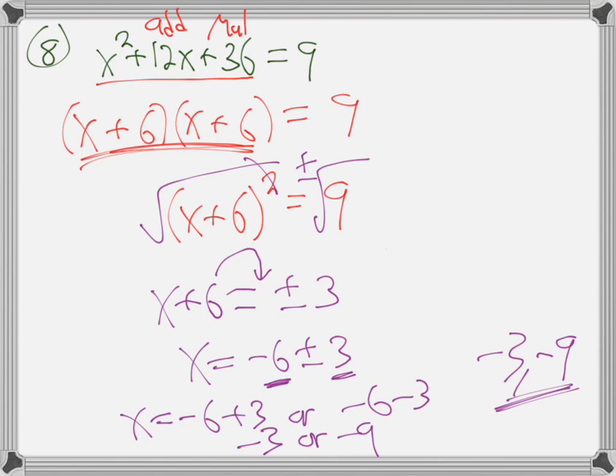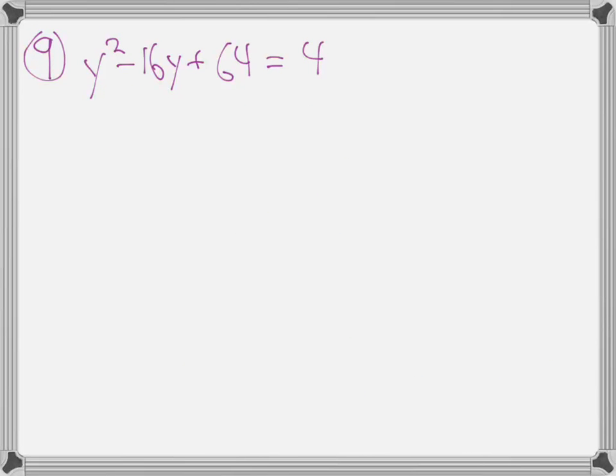Is this method making sense? You just factor the left side, get a square, and root both sides. All right, let's try it. Okay, same thing, try that one. So go ahead and factor the left side.